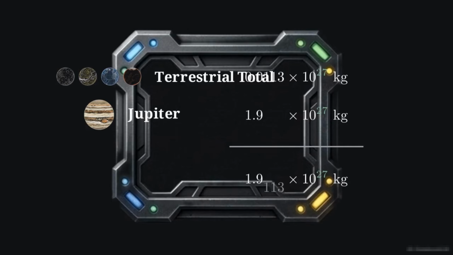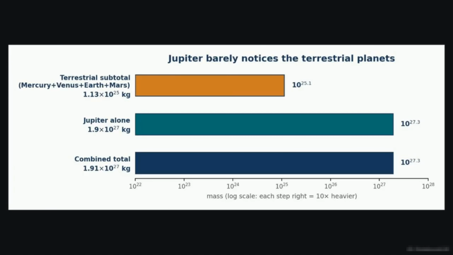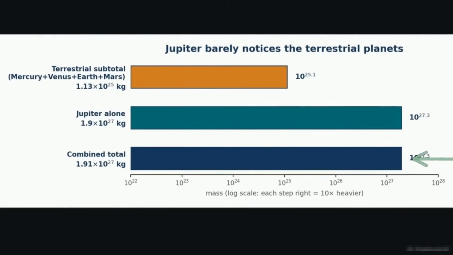But at standard precision, the combined mass of the inner planets is so slight that the total rounds right back to Jupiter's original mass. This chart displays exactly how vast that gap is. On a logarithmic scale, the terrestrial subtotal barely registers against Jupiter alone. The final combined total is visually indistinguishable from the gas giant.